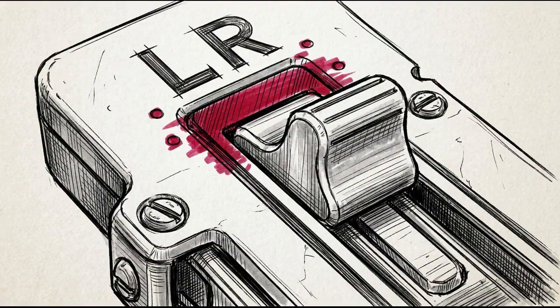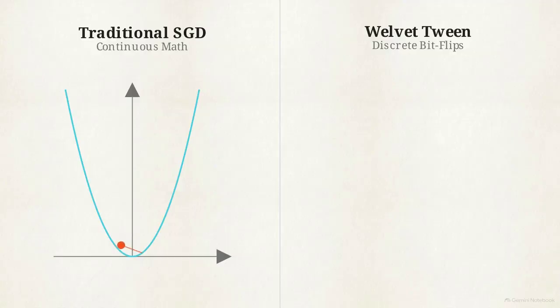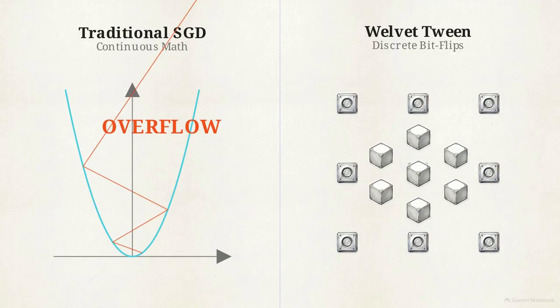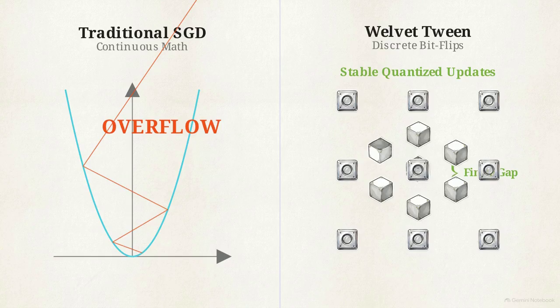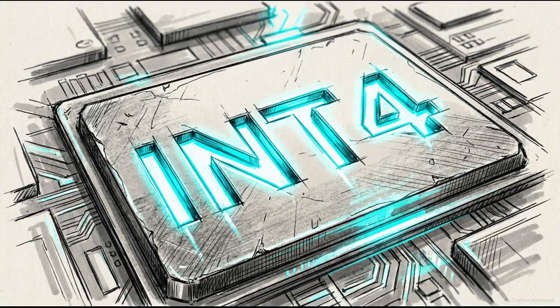This introduces a paradox with the learning rate. In traditional deep learning, setting the learning rate too high causes mathematical overflow. But in Welvet's tween configurations, a high learning rate is mandatory, ensuring discrete integer weights instantly flip states based on the error gap without overflowing. Real-time edge adaptation only works when you pair highly quantized formats, like 4-bit integers, with an aggressively high learning rate.